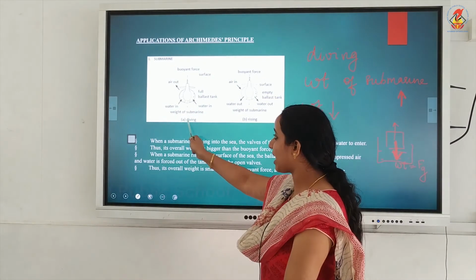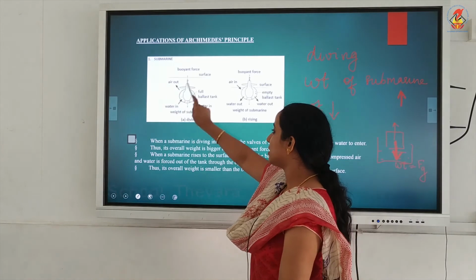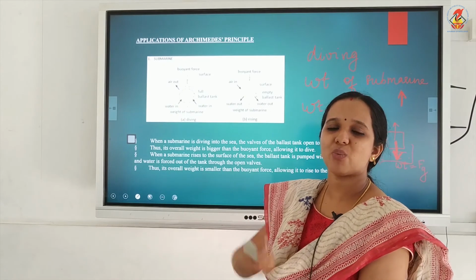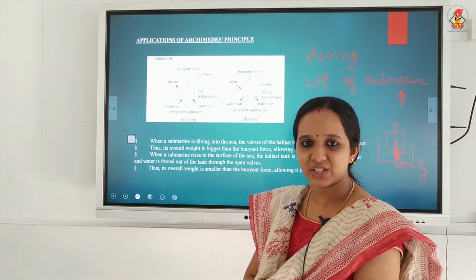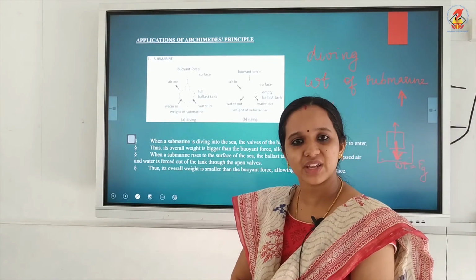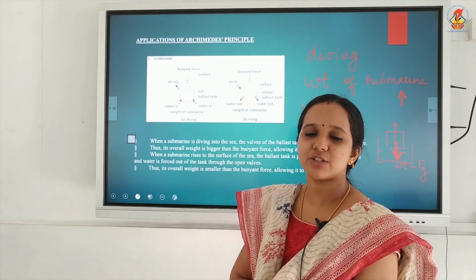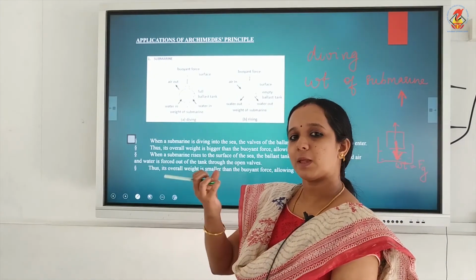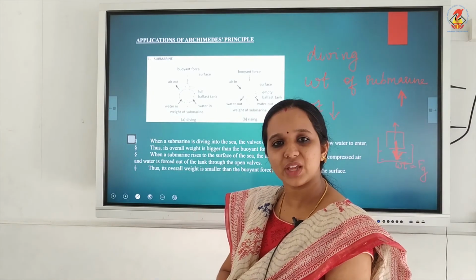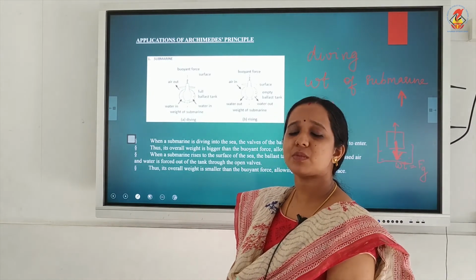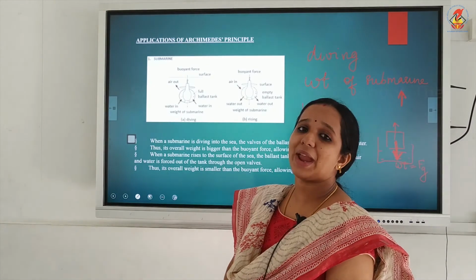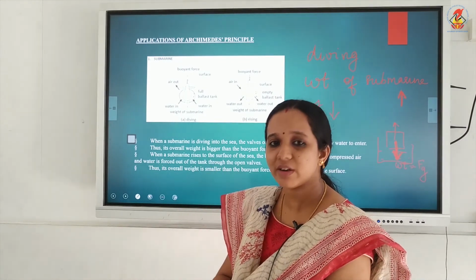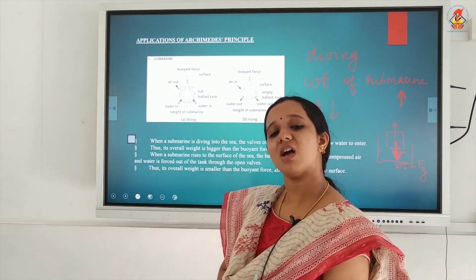So when a submarine dives, the valves get opened up and the tank gets filled with water, which increases its weight. We know that weight always acts in the downward direction, so the downward pull has increased, which helps the submarine to dive. And when it rises up to the surface, the water is forced out of the tank through the valves with the help of compressed air. So the weight of the submarine gets decreased. That means the downward pull got decreased and the submarine will rise up.